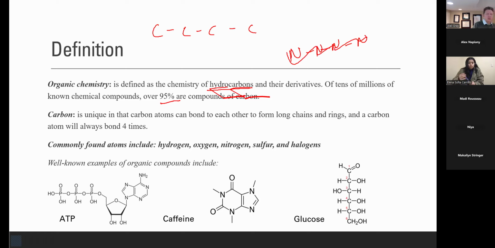Now, the other 4 commonly found atoms bound to carbon are hydrogen, oxygen, nitrogen, sulfur, and your halogens. Most of what we're going to talk about deals with these 3 right here, because those are the major molecules in biochemistry. Now, well-known examples of organic compounds include ATP. Give me a 7 in the chat if you've ever heard of ATP.